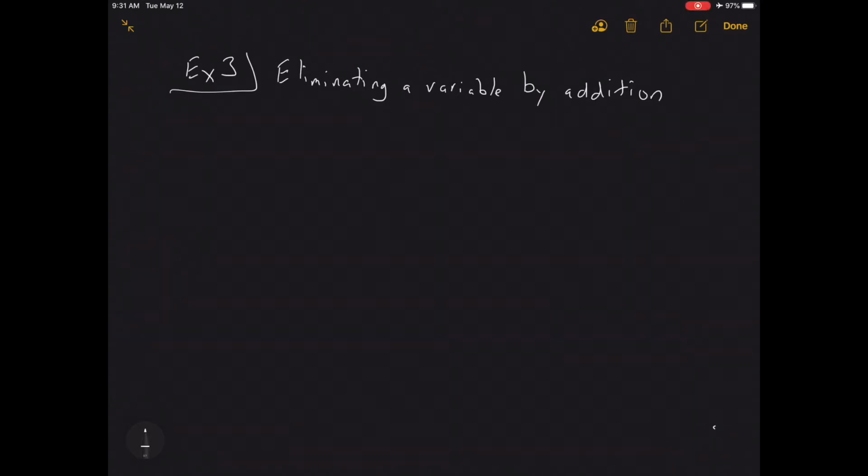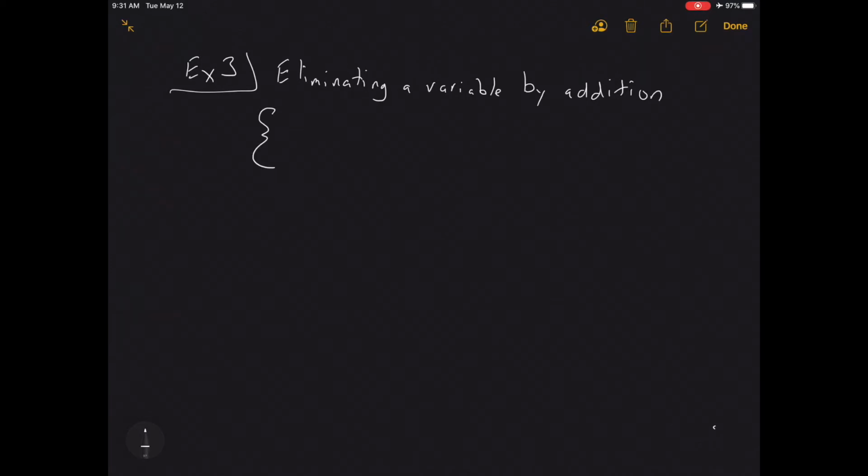Okay, our third example is going to be done using eliminating a variable by addition. And if you remember, the idea was when I have my system of equations, if I add the two equations vertically and I can get rid of one of the variables, then I can solve what's left, and then I can use some back substitution to find the missing piece. So let's go ahead and see what this looks like.